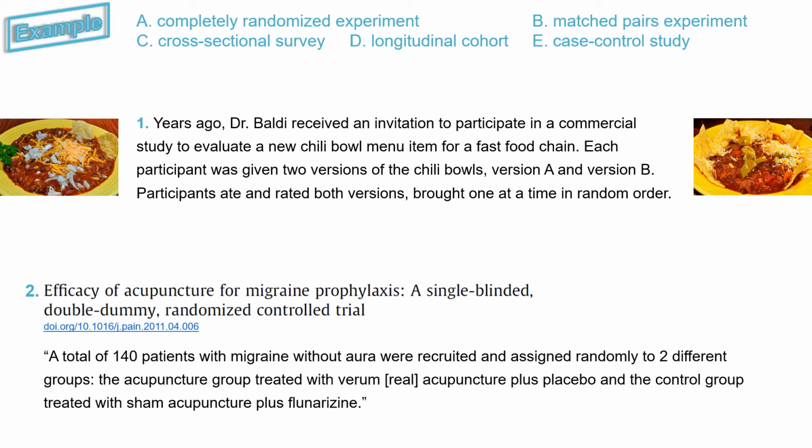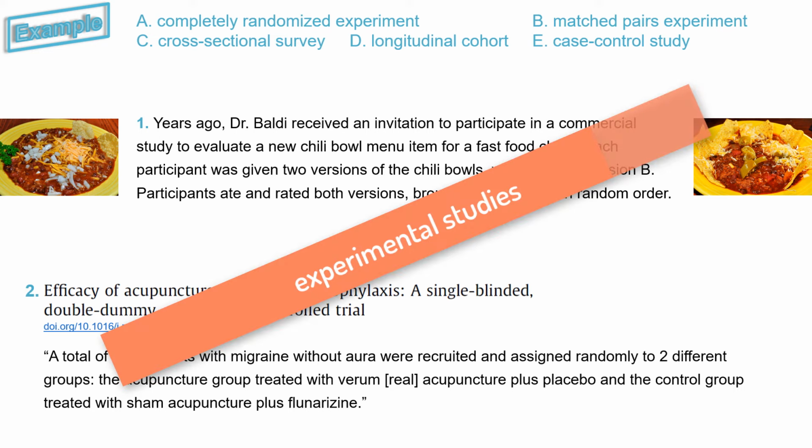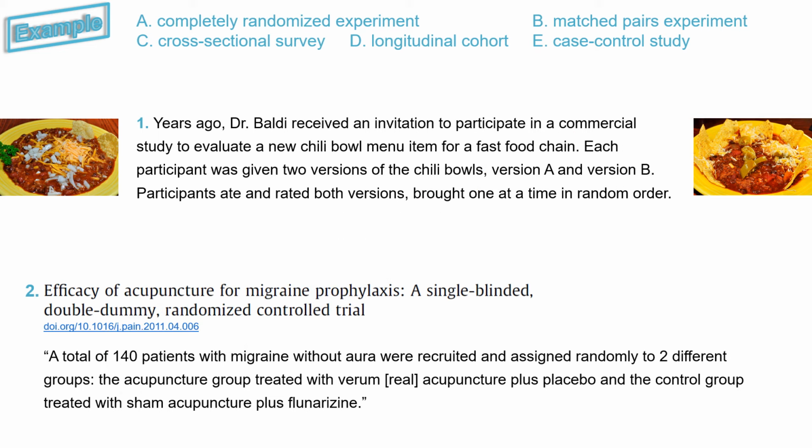Here are two examples. Use what you've learned so far to match each study with its corresponding design. First of all, notice that both studies are experimental studies. We know that because in both of those studies, the participants did not decide what they were going to do when. The choices were made for them on purpose as part of the experimental design.